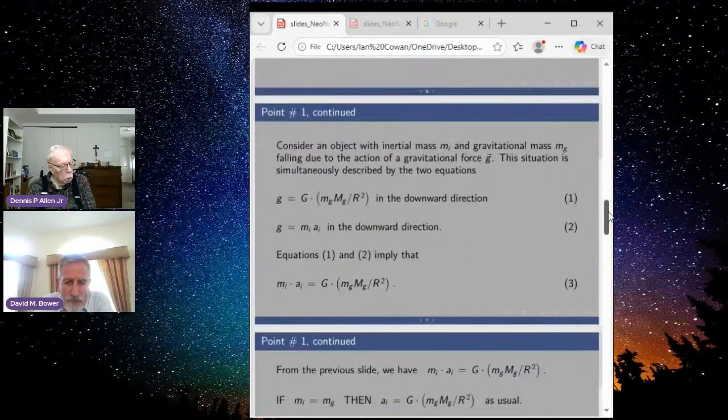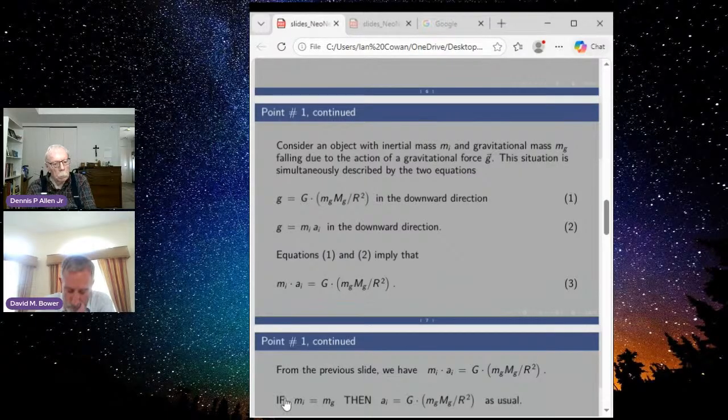So let's put some numbers to this, or put it in equations. Consider an object with inertial mass m sub I and gravitational mass m sub g falling due to the action of a gravitational force g. This situation is simultaneously described by the two equations, 1 and 2. G, that's our typical Newton's equation, where I've just written the scalar part of it. The magnitude of the downward force is equal to Newton's constant times M m sub g, divided by the radius of the Earth squared.